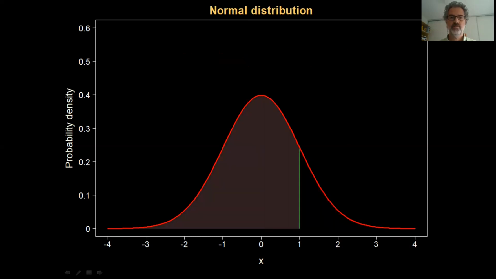Okay, so what about different points in the curve? The important thing about the normal distribution is that we can calculate the probability for any given point.